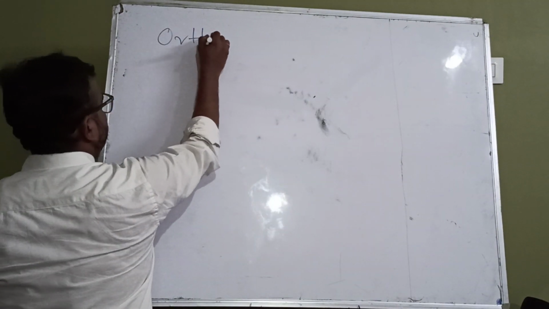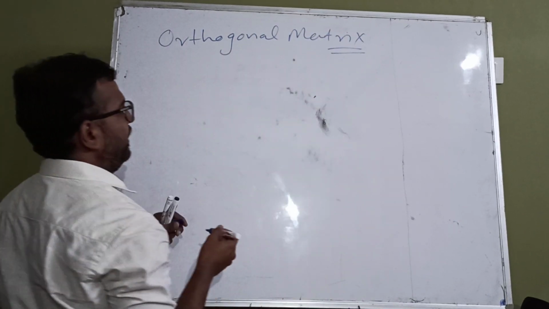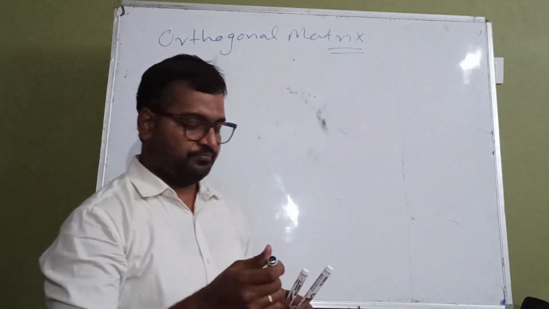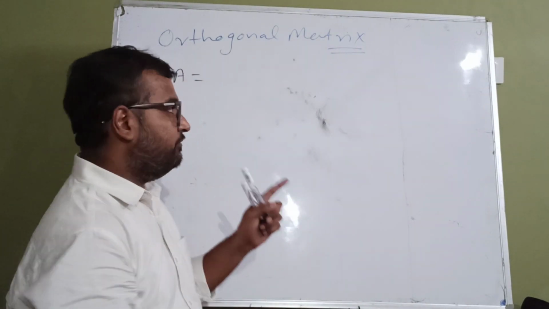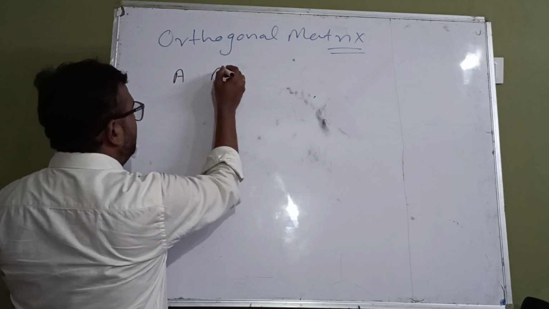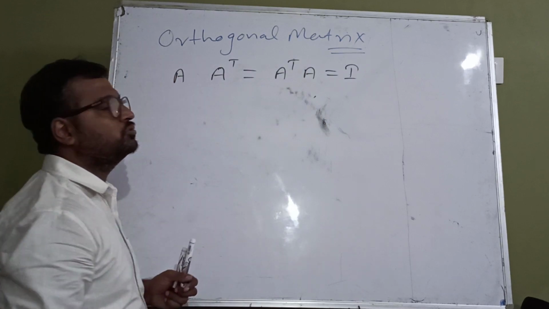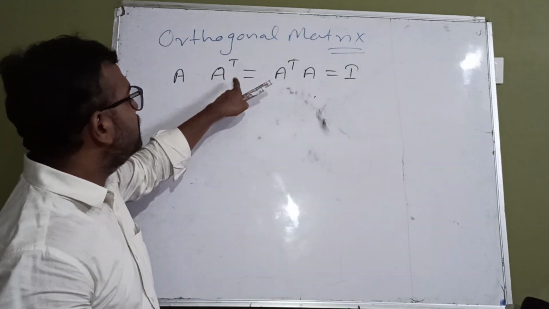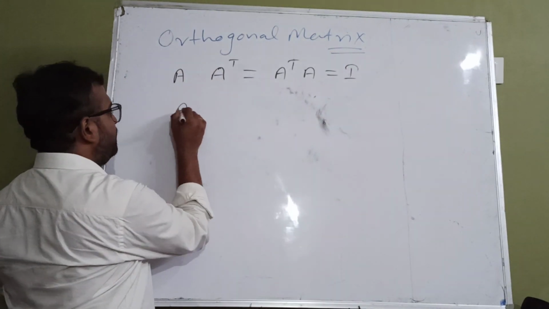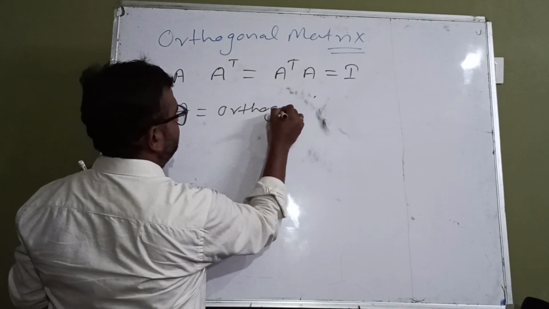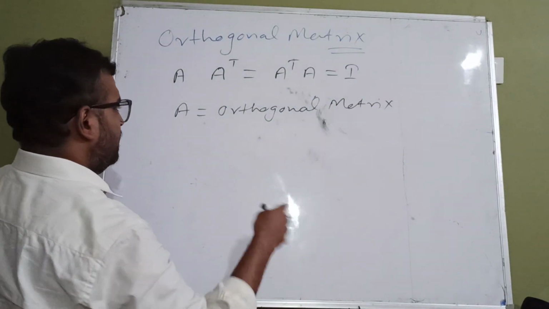Orthogonal matrix. What is an orthogonal matrix? A square matrix A is said to be an orthogonal matrix if A into A transpose equals A transpose into A, and that is equal to I. Then A is said to be orthogonal. Let us consider an example.